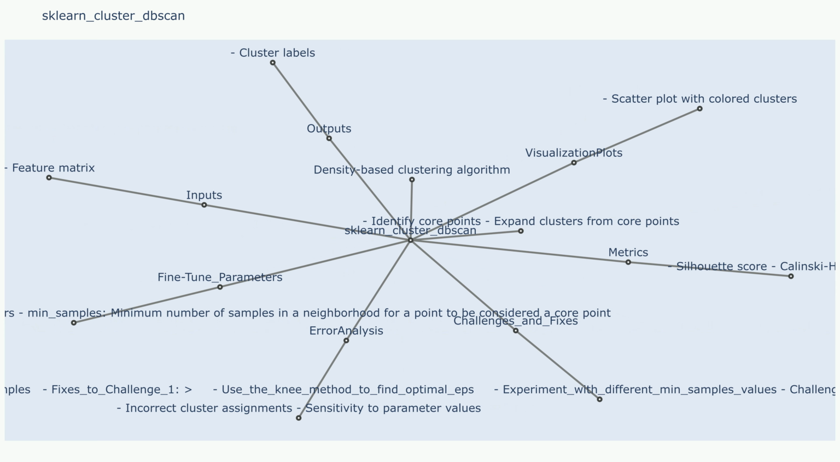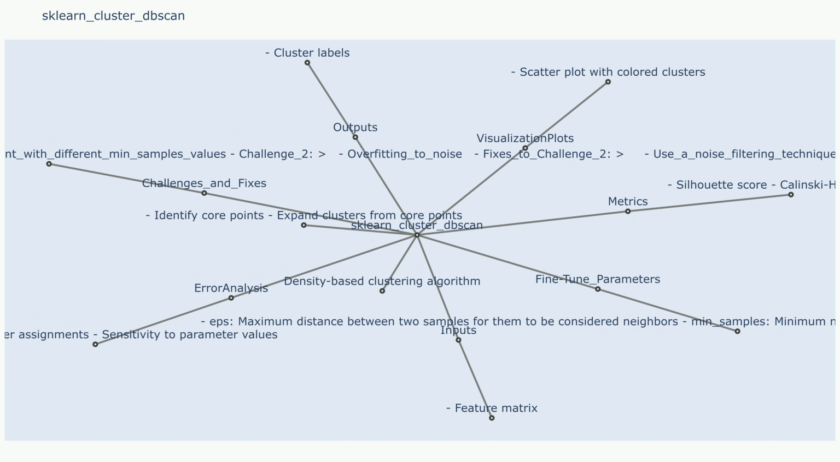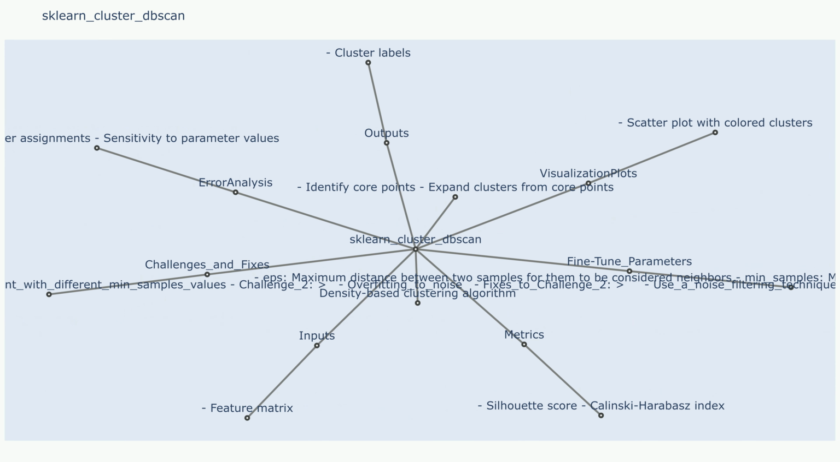Inputs: X. This is the input data, typically a 2D array where each row represents a data point and each column represents a feature. Eps. This parameter specifies the radius of the neighborhood to consider when searching for dense regions. Points within this radius are considered neighbors. Min_samples. This parameter specifies the minimum number of points required to form a core point. A core point is a data point that has at least this many neighbors within the specified radius.